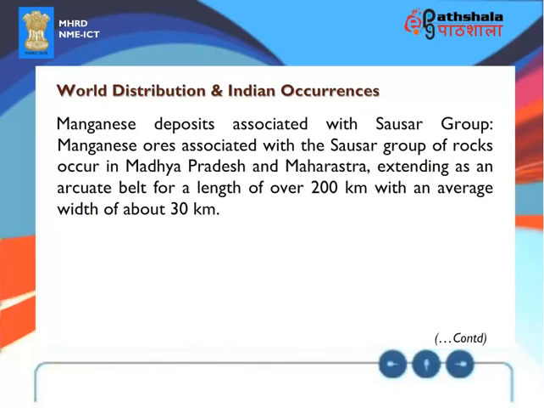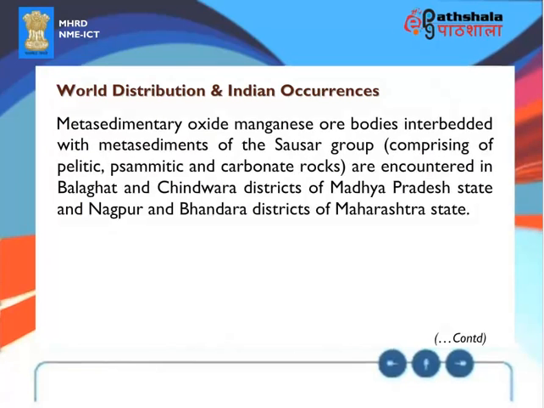Manganese deposits associated with the Sausar group. Manganese ores associated with the Sausar group of rocks occur in Madhya Pradesh and Maharashtra, extending as an arcuate belt for a length of over 200 kilometers with an average width of about 30 kilometers.